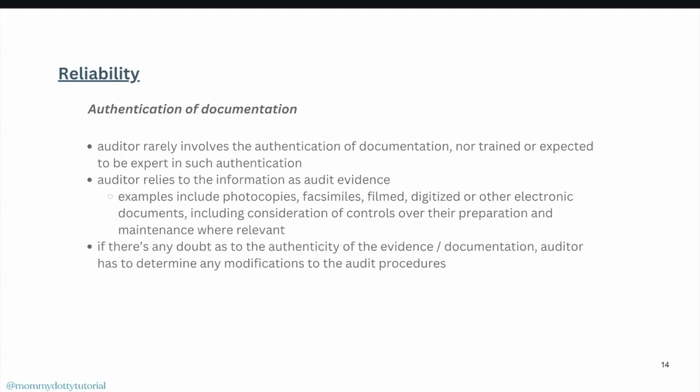The auditor evaluates the reliability of photocopies, facsimiles, film, digitized, or other electronic documents used as audit evidence, including controls over their preparation and maintenance. Getting consistent information from diverse sources or types of audit evidence boosts its dependability. However, when audit evidence from one source is inconsistent with that from another, or the auditor doubts the reliability of audit evidence, the auditor must determine what modification or additional audit procedures are needed to resolve the matter.